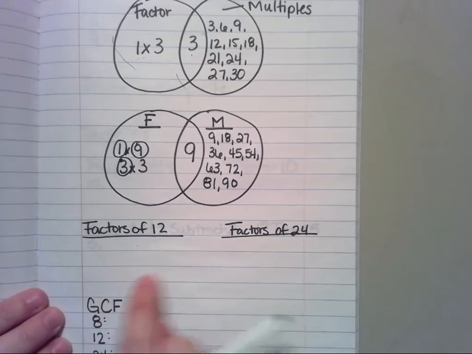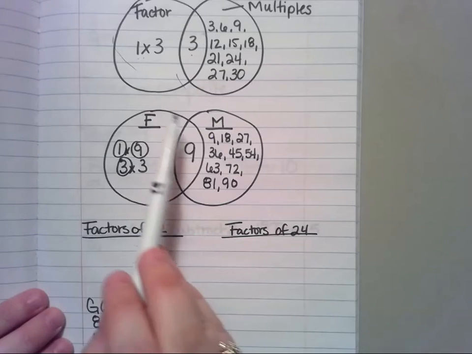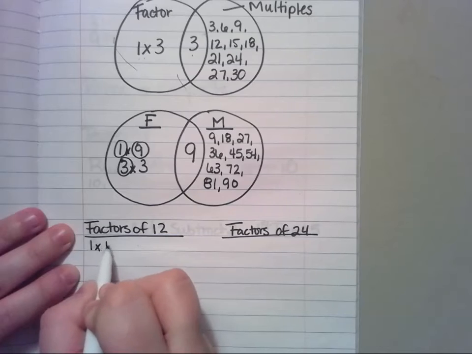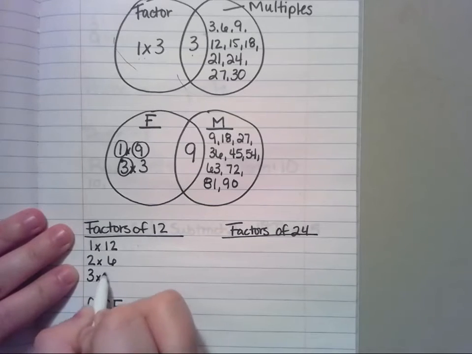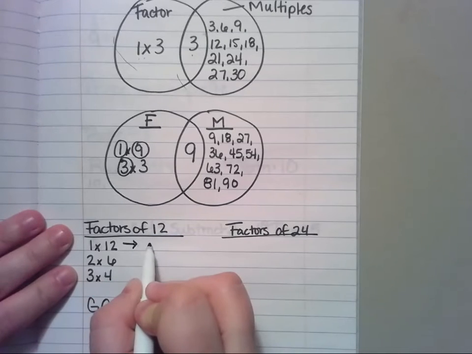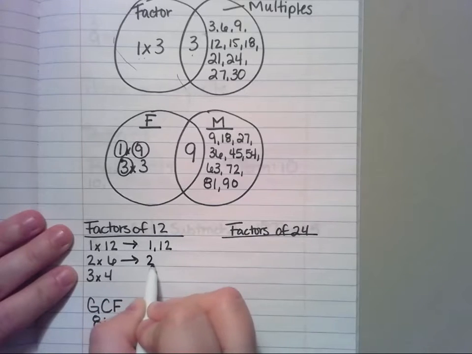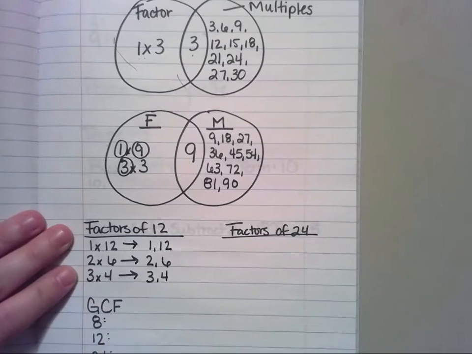Okay, you have these two charts down below. Factors of 12. What are the numbers that multiply to give me 12? 1 times 12, 2 times 6, and 3 times 4. So my factor sets, if you see that phrase, it's asking you what numbers can we multiply? Replace your times with a comma.